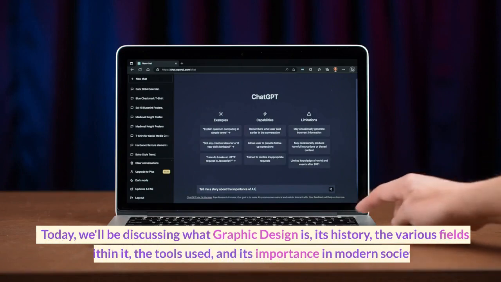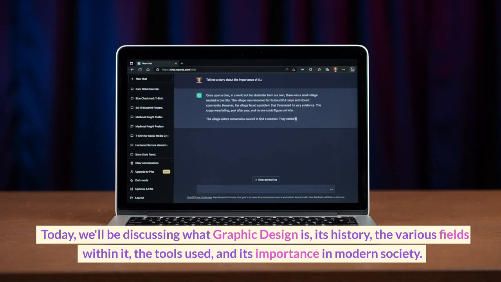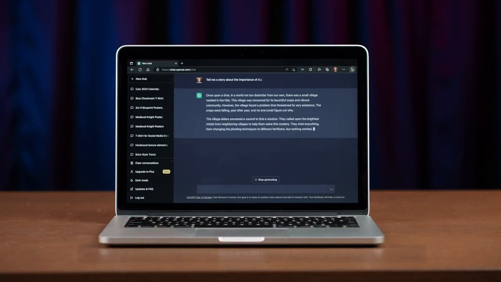Today, we'll be discussing what graphic design is, its history, the various fields within it, the tools used, and its importance in modern society.